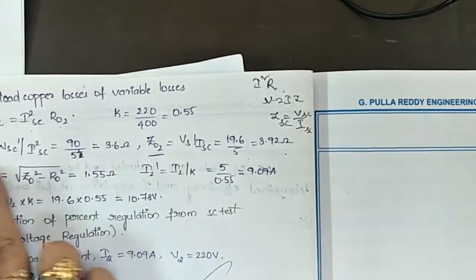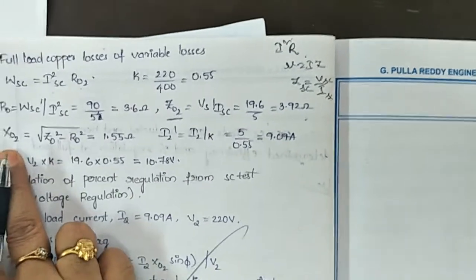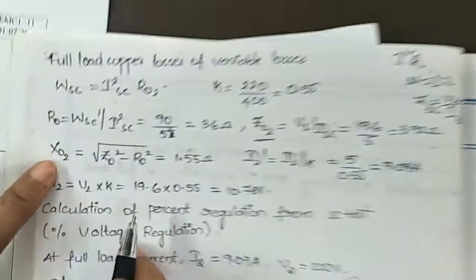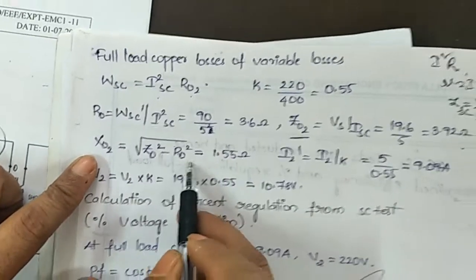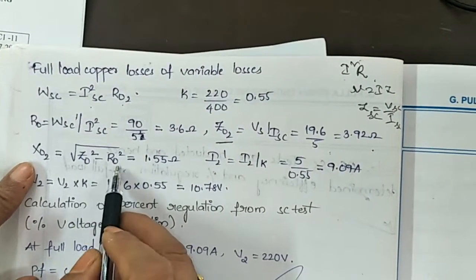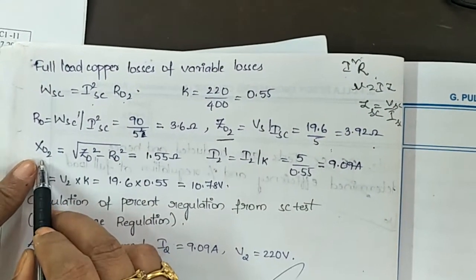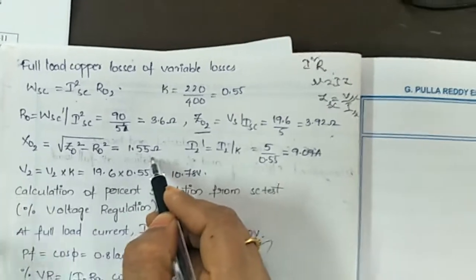So once you know the impedance and resistance, you can calculate the reactance. So X is nothing but equal to the square root of Z square minus R square. So here ZSC square minus RSC square will give you the XSC square, which is 1.55.